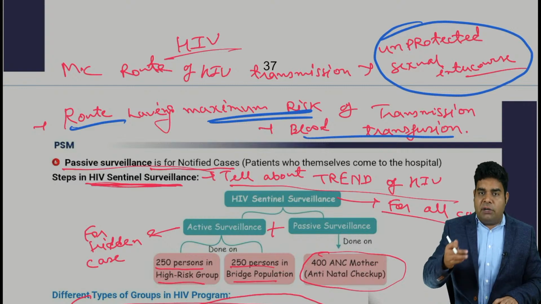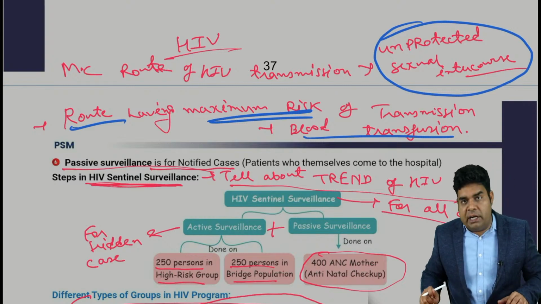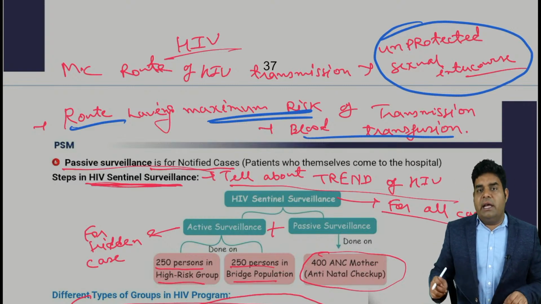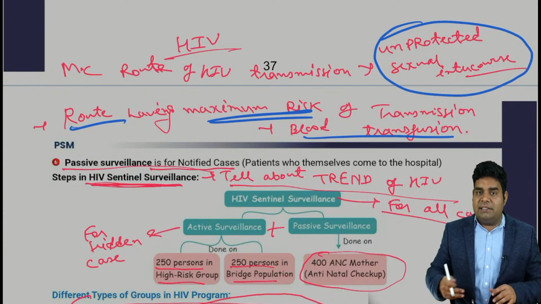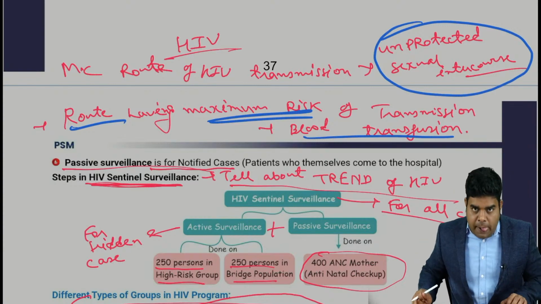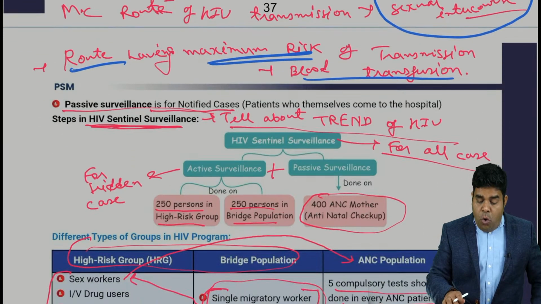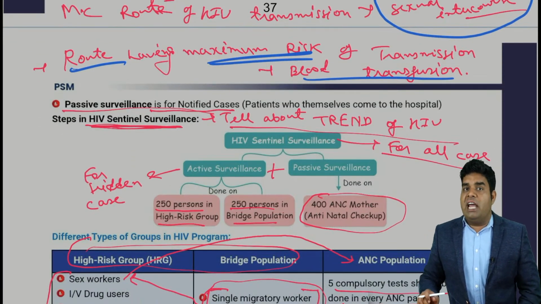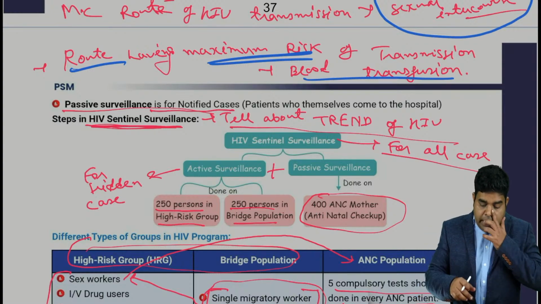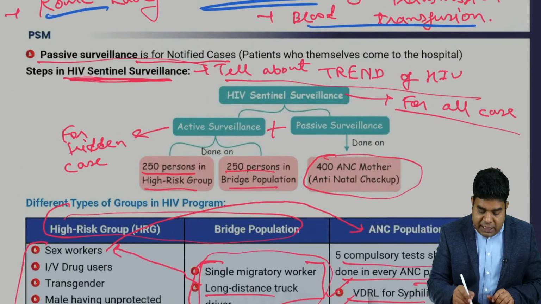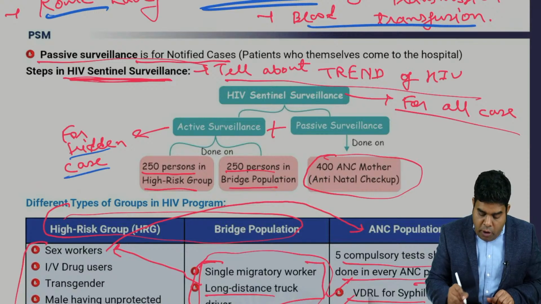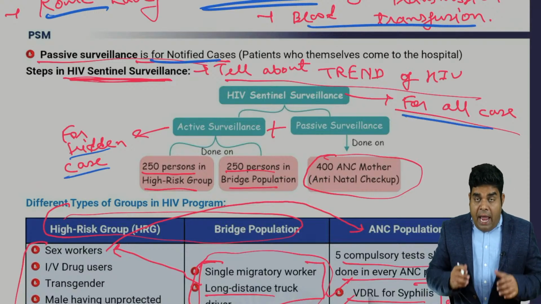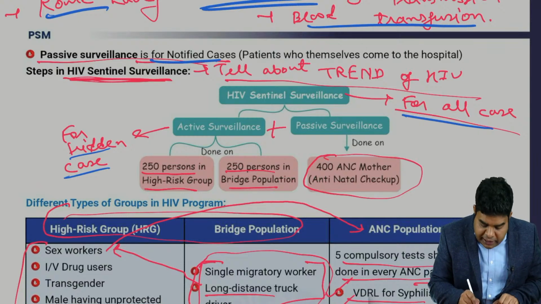After blood transfusion, second is vertical transmission, mother to child. Then there is intravenous drug use and anal sex. These are the high risk routes of transmission. To know whether HIV is decreasing in our country or not, we do HIV sentinel surveillance. So they can ask whether sentinel surveillance is for hidden cases, for notified cases, or for all cases. Active surveillance is for hidden cases, like in case of malaria.